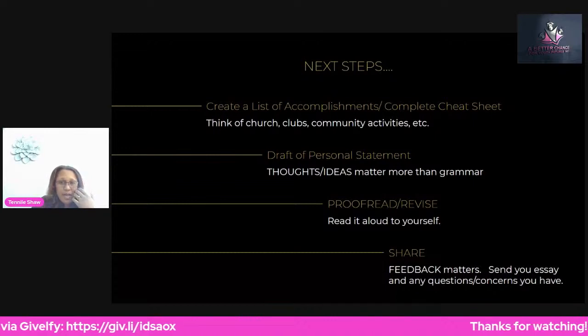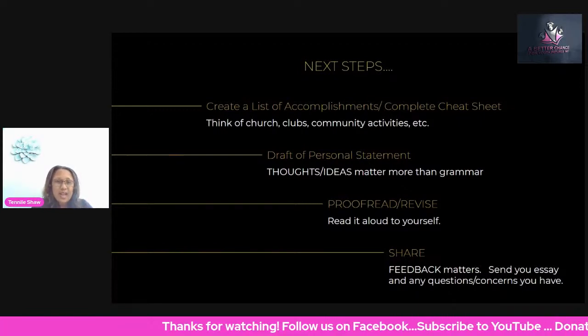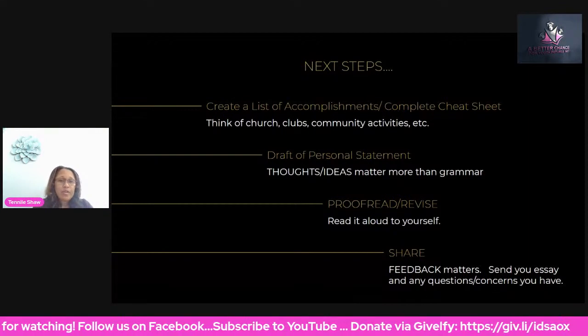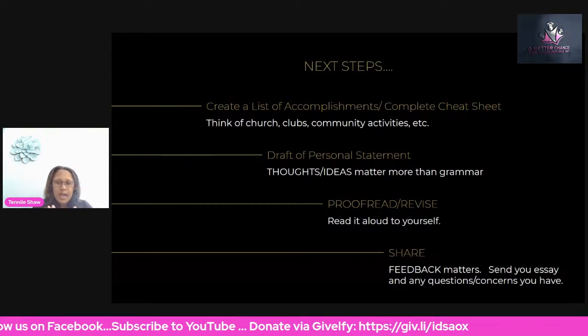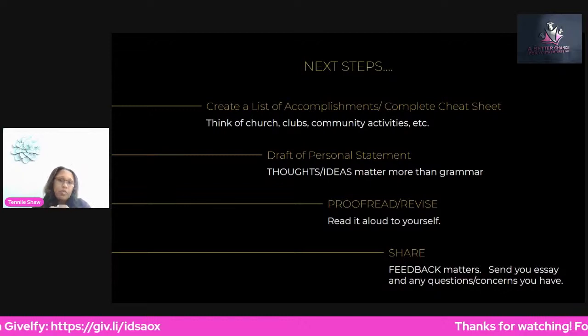Okay. Next steps, if you haven't already done them, make sure you create a list of your accomplishments, the cheat sheet that was on the previous slide. Make sure you go ahead and create that and keep that somewhere. Keep it in a folder, keep it on a place on your drive that cannot be deleted. Make sure you keep all that with you so you always have something to work for.